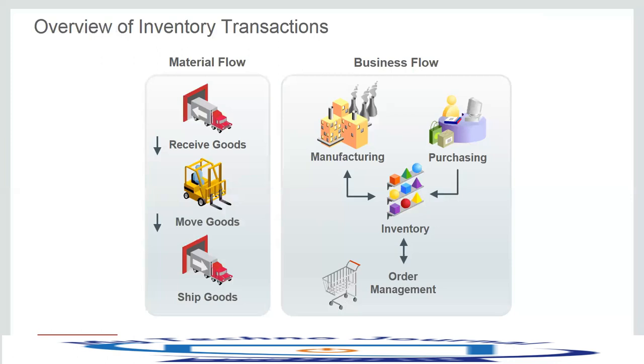In this particular diagram, what you could see is that there are two types of flows. One is the material flow and one is the business flow. The material flow, as you could see, is basically receiving the goods, movement of the goods, shipping the goods, and as part of the business flows, you could see whether you're moving the material or issuing the material based on a particular sales order.